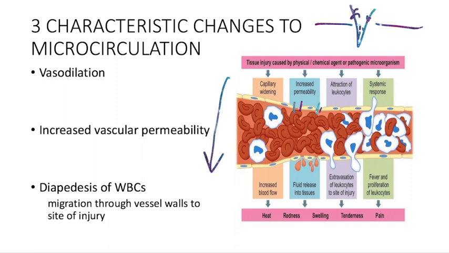So the next thing is we're going to have that attraction of leukocytes. This is multiple steps. It's called diapedesis of the white blood cells, namely neutrophils, but it's going to be bringing the white blood cells into the area so that it can battle the microorganism. So 3 characteristic changes to microcirculation. 1 is vasodilation, 2, increased vascular permeability, and 3, we're going to get a whole bunch of white blood cells into the area. Look at each one of these individually.